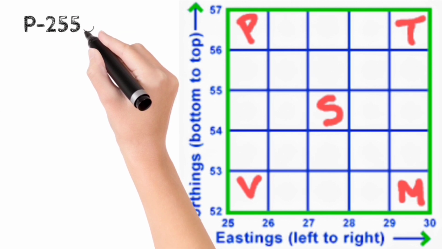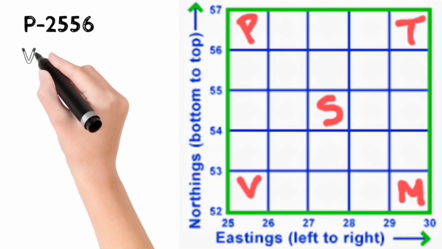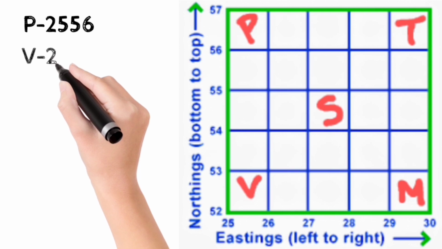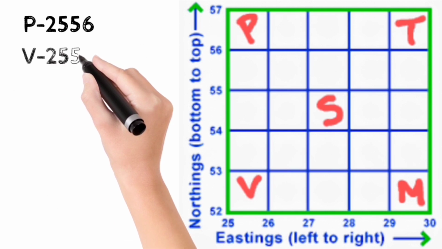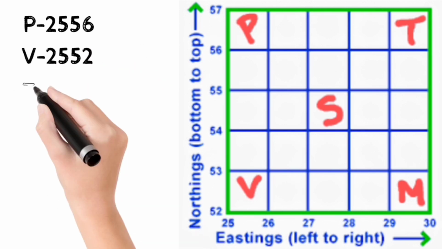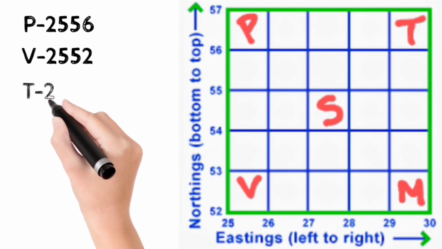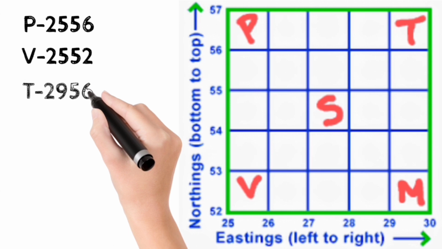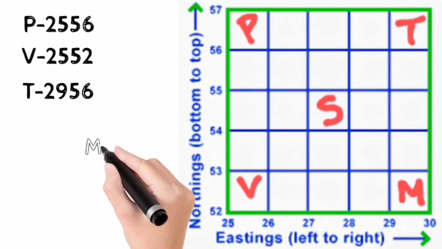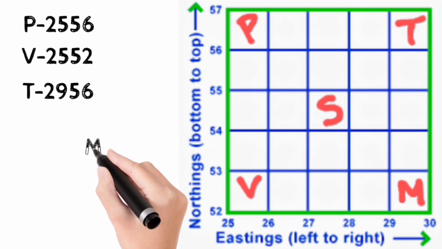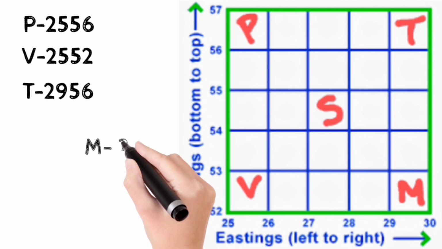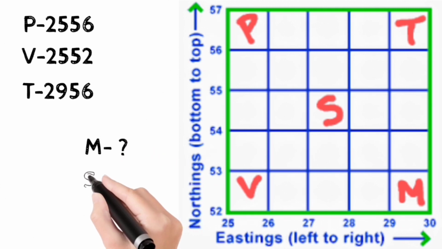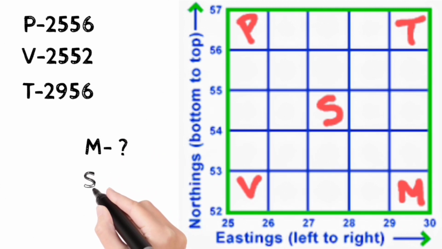So here the easting of P is 25 and northing is 56. Easting of V is 25 and northing is 52. Easting of T is 29 and northing is 56. Now let me know in the comment section the 4-figure grid reference of M and S.